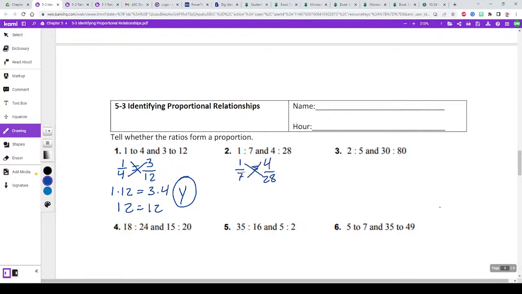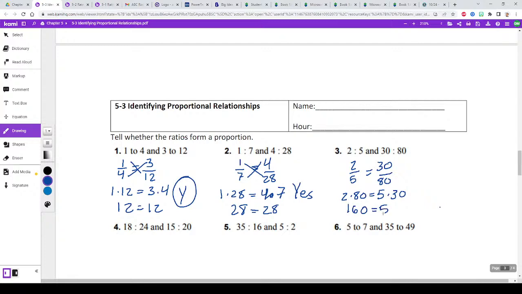1 over 7 equals 4 over 28. Cross multiply. 1 times 28 and 4 times 7. And so that's 28 equals 28. That's a yes. 2/5 equals 30/80. 2 times 80 equals 5 times 30. That's 160 equals 150. Sorry, that's not true. This is a no.